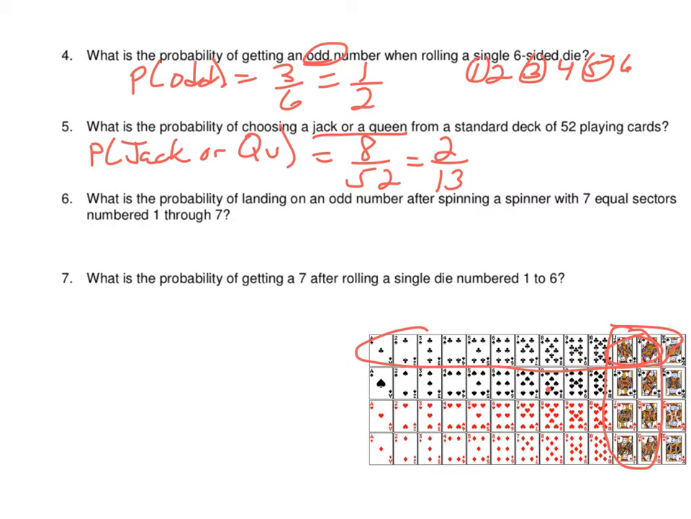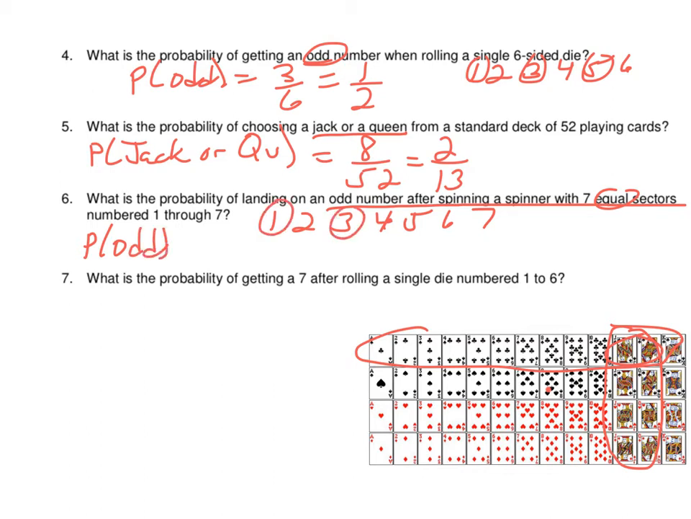What is the probability landing on an odd number after spinning a spinner of 7 sections? Okay, let's list out our sections. 1, 2, 3, 4, 5, 6, 7. It says equal sections, so we only need 1 of each. Now we're looking for the probability of an odd. So probability, odd, and circle your odds. 1, 3, 5, and 7. So that is 4 out of the 7 that are odd.